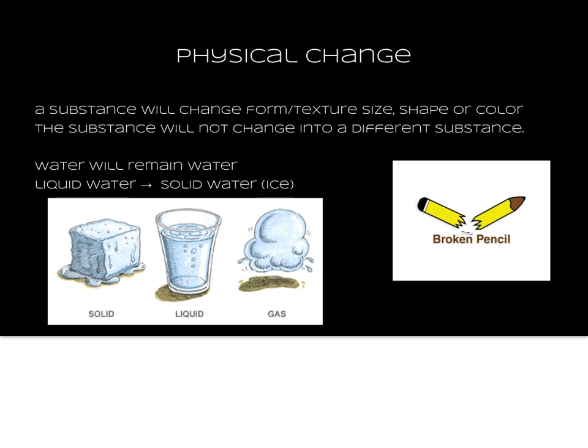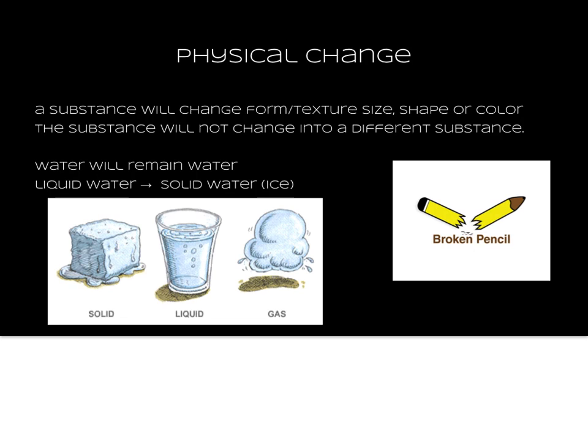Physical changes of matter include things where we're changing the matter, but we are not changing the type of matter we are talking about. So it includes things like changing the texture, the size, the shape, or the color. Be very careful with color because sometimes color can be a chemical change. But when we change the texture, the size, the shape, or the color of a substance, but we do not change the substance itself, then we are talking about a physical change.